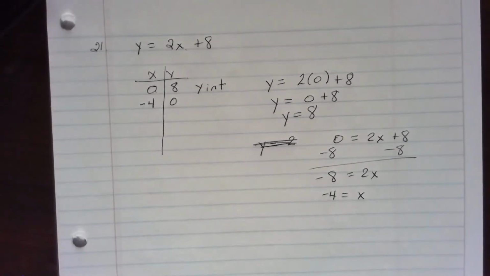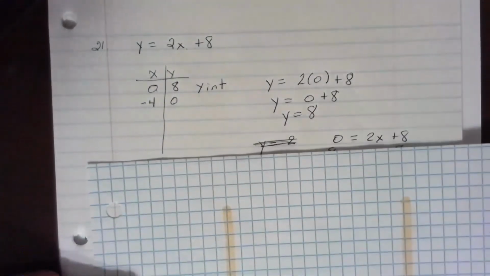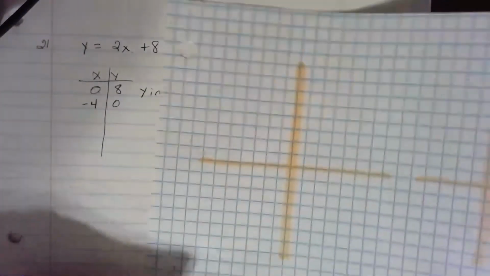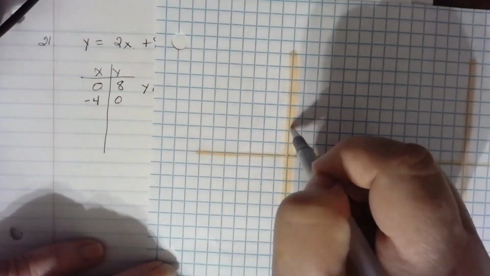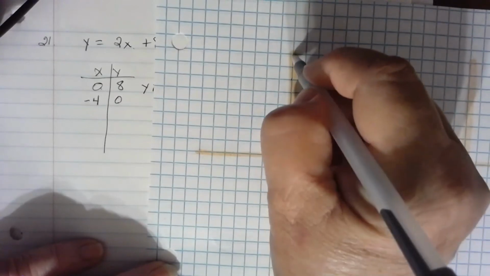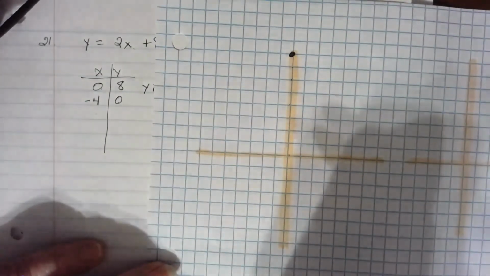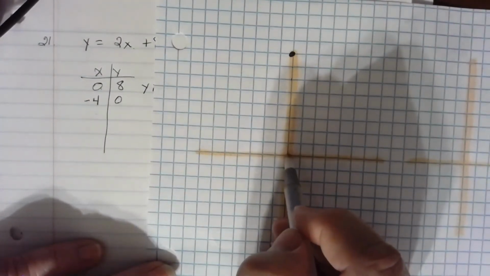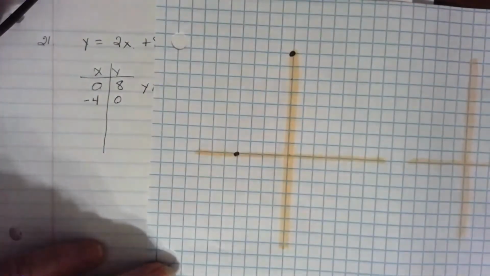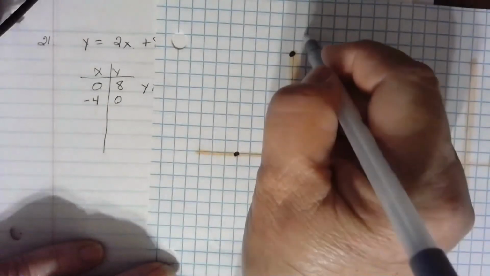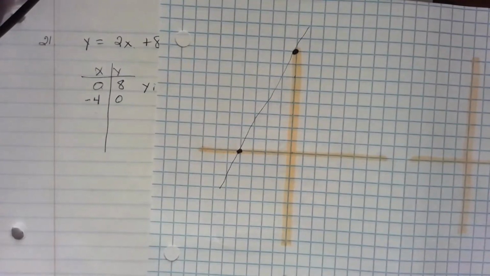So what you would do is go to the graph, and you would tell it that you want to do a line, and then you would go to the point 0, 8, 1, 2, 3, 4, 5, 6, 7, 8, right here. And then you'd click, and then you go to the point -4, 0, 1, 2, 3, 4, and click there, and the computer will draw the line for you. And that's all you have to do with that one.